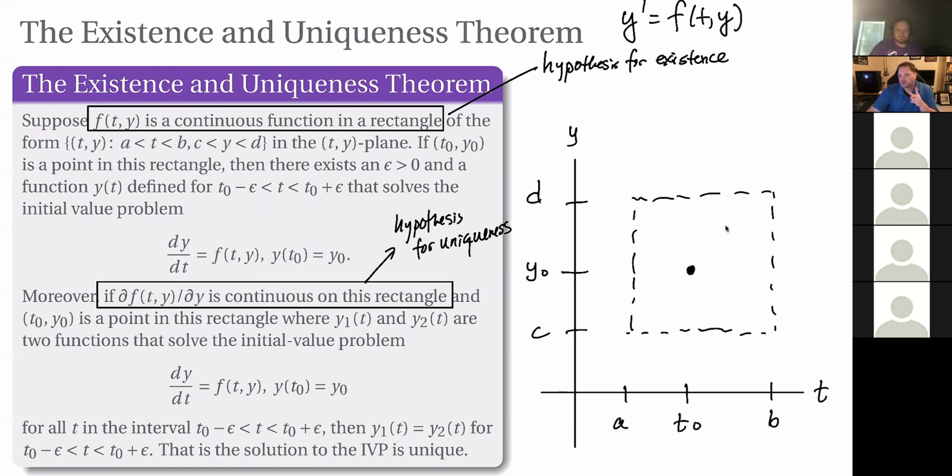If both of those conditions are satisfied, here's what we can say. We can say that starting out at the initial point, you can extend the solution, whatever the solution is. So I'm following the slope field here, but you can extend the solution at least epsilon beyond your starting point. And you can extend it backwards at least epsilon beyond your starting point.